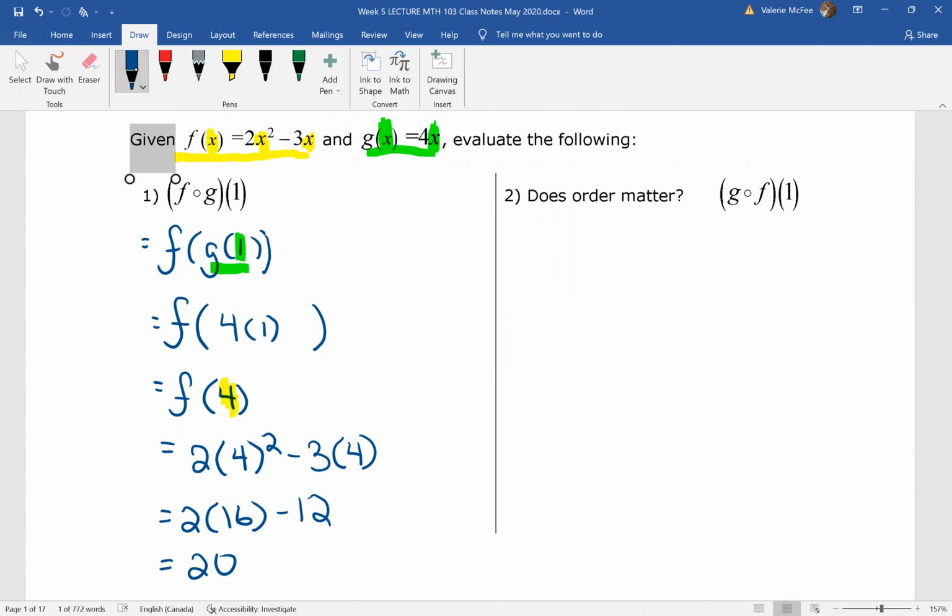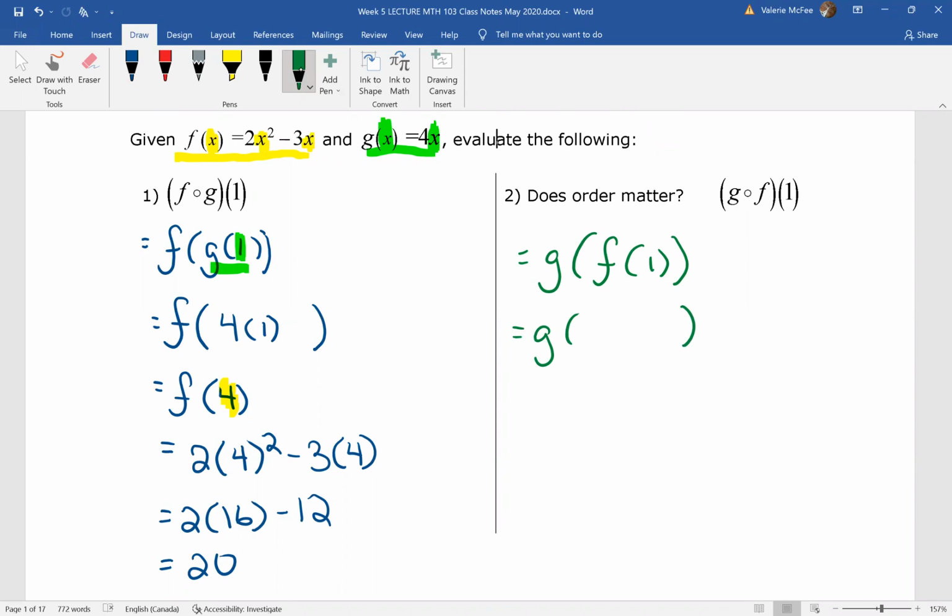So one of the questions you should be wondering is, does order matter? We just found f composed with g of 1. Now we want to look at g composed with f of 1. Notice the change in order. In the first question, f was first. In the second question, g is first. So we're finding now g of the f of 1. Why don't you find the f of 1 so that you can put it into the brackets here?